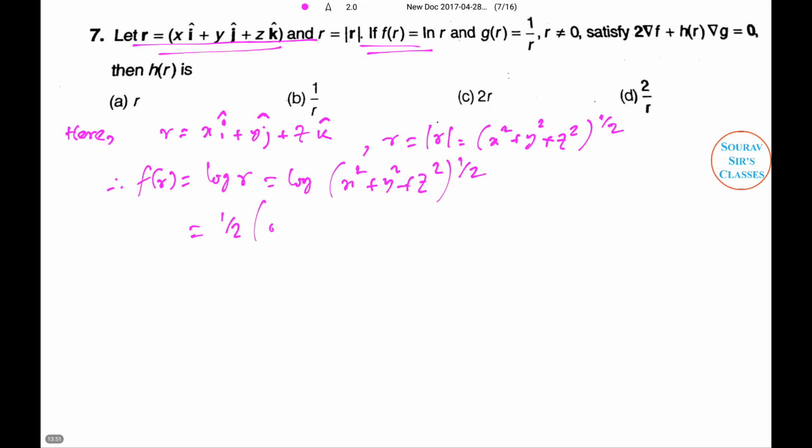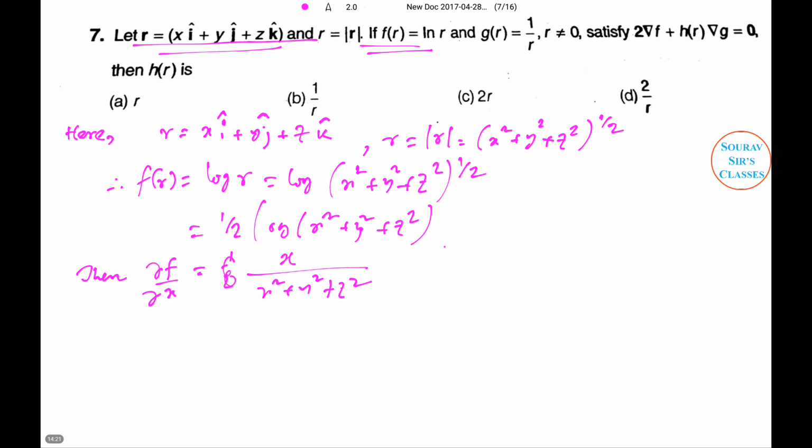So this is half log of x square plus y square plus z square. Okay, now in this case if we proceed further, then we can do it. Then del f del x equal to half into this, so I'm just writing directly, x over x square plus y square plus z square. Del f del y will similarly be y over x square plus y square plus z square, and so does del f del z.